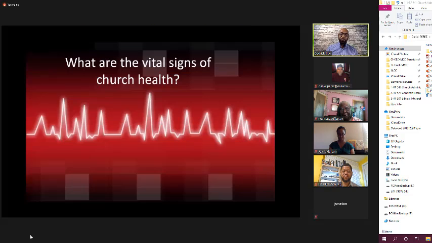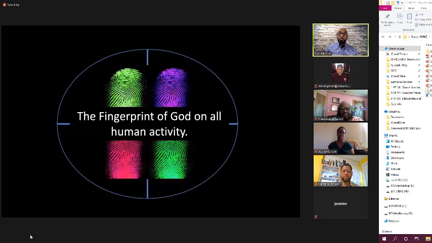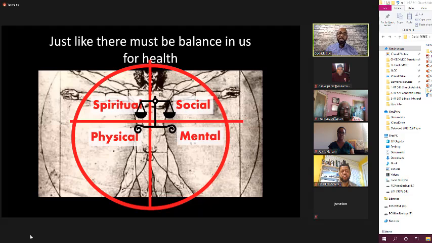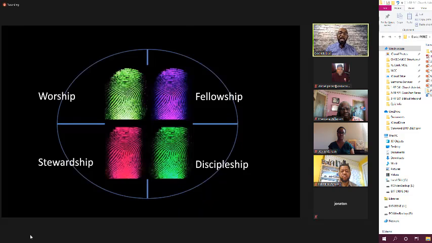Balance is what we're trying to achieve. So what are the vital signs of church health? Well, the fingerprint of God is upon all human activity. Just like there has to be balance in us for health, so it is that there has to be balance in the church for health.